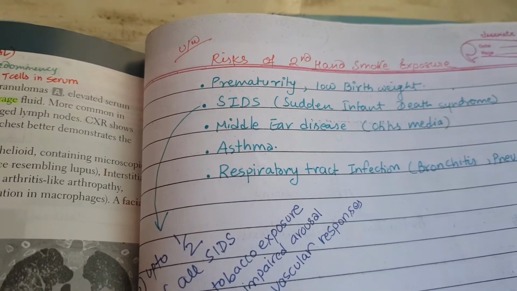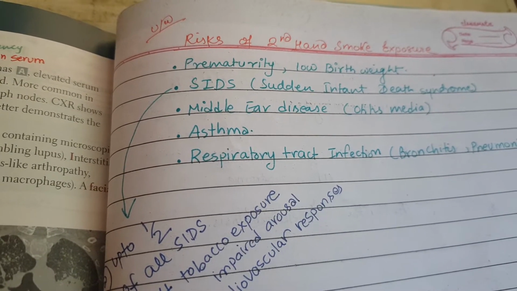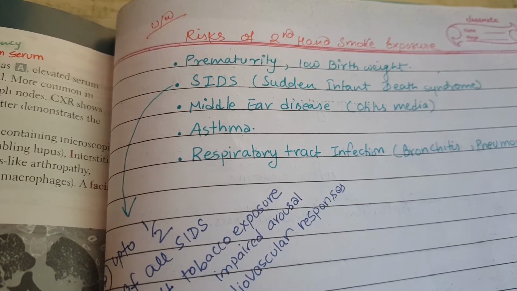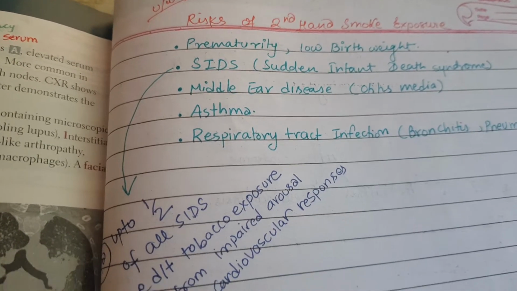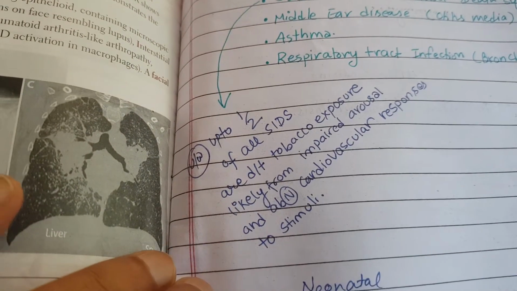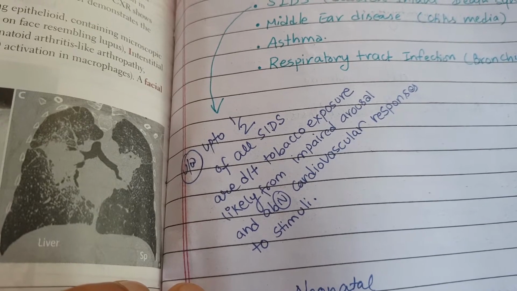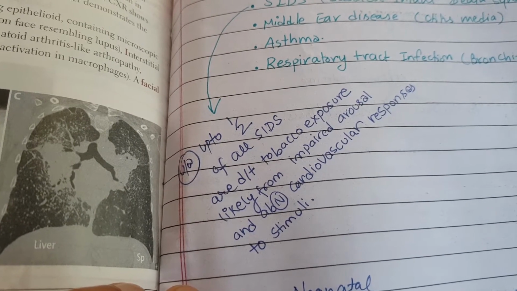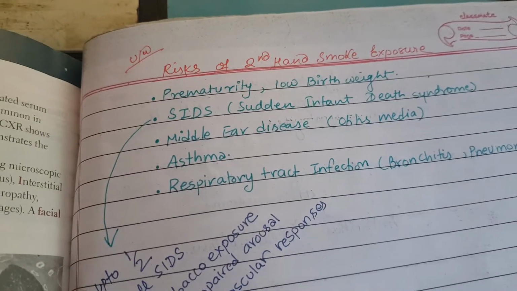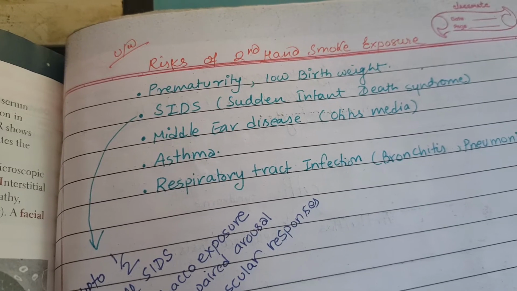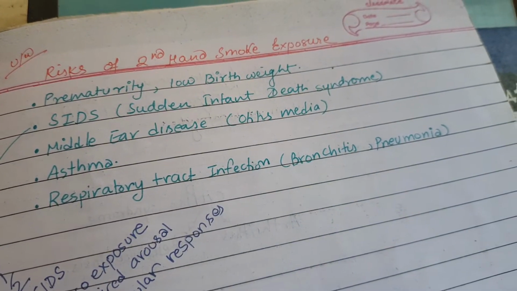Now I have added here what the risks of second-hand smoke exposure are. One thing, the baby will be premature if the mom is exposed to second-hand smoke, low birth weight, or SIDS, sudden infant death syndrome. So basically I have written here that up to half of all sudden infant death syndrome cases are due to tobacco exposure, likely from impaired arousal and abnormal cardiovascular response to the toxic stimuli by the tobacco. Remember that. Middle ear disease can also occur, otitis media, asthma, and respiratory tract infection leading to bronchitis and pneumonia.